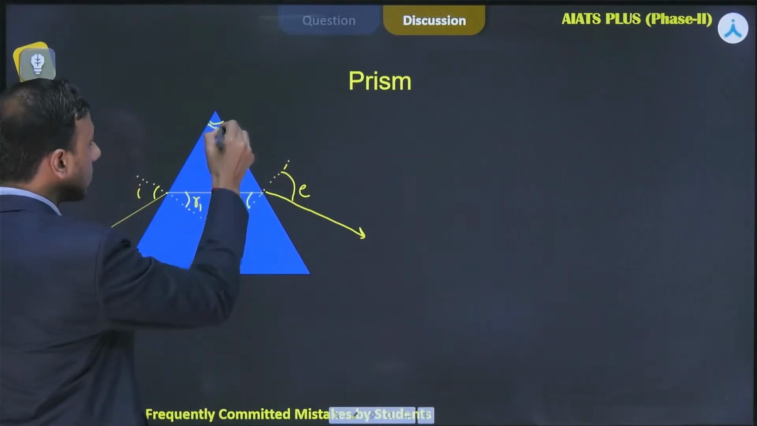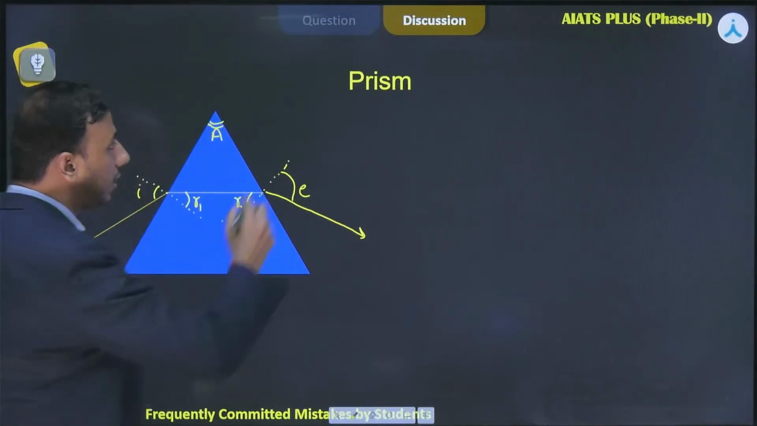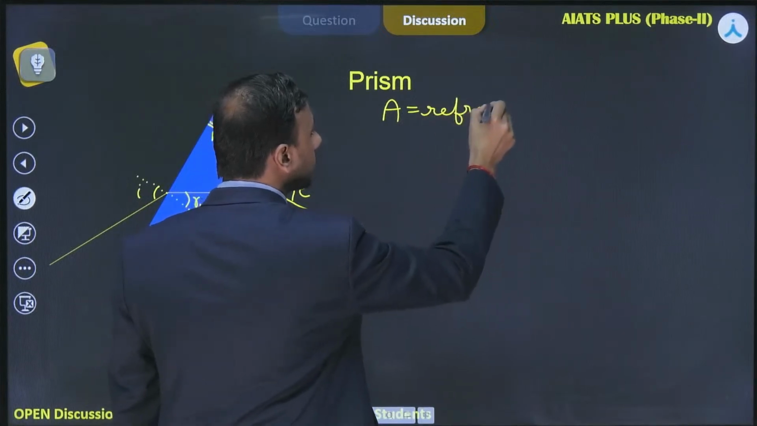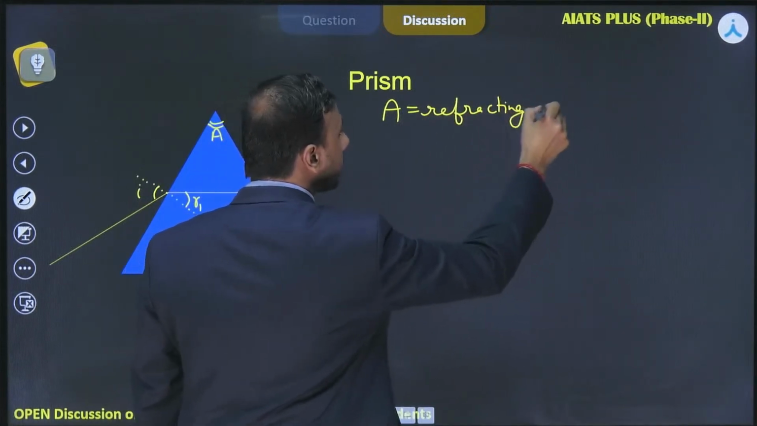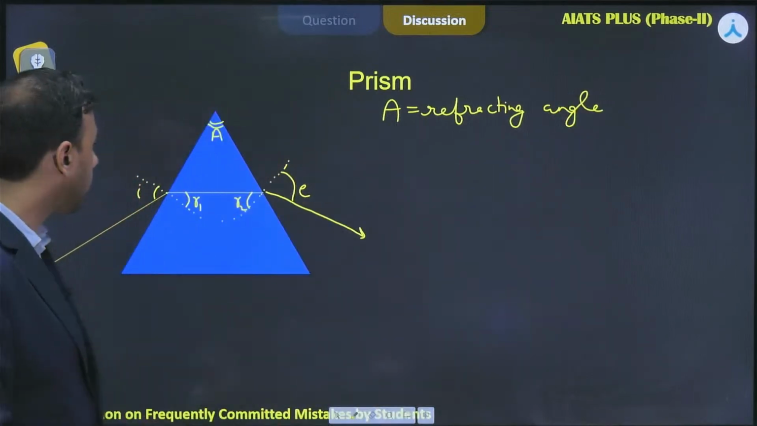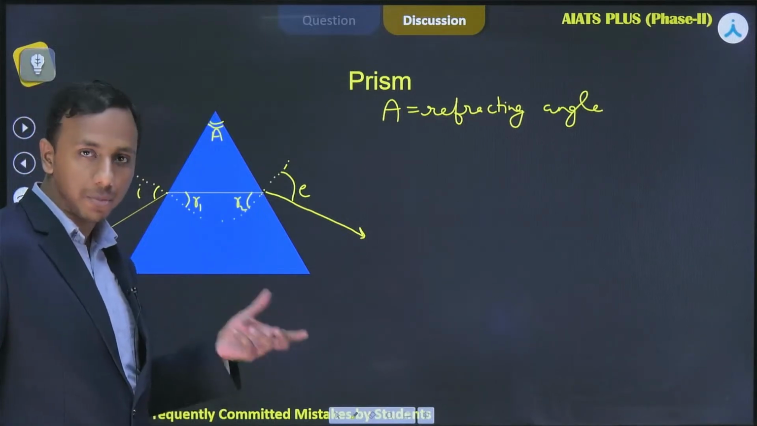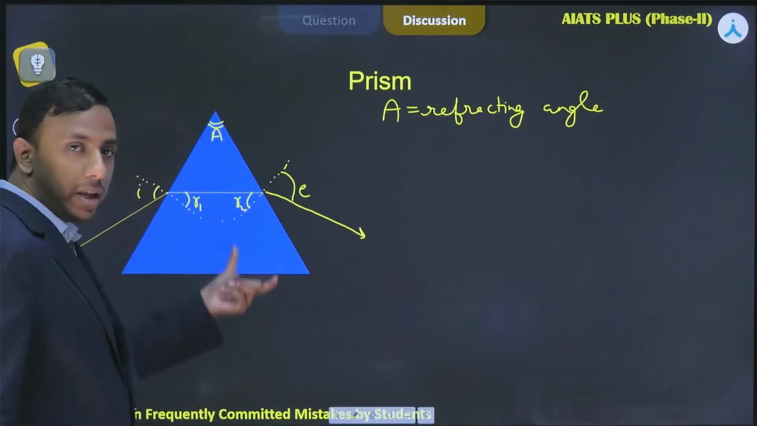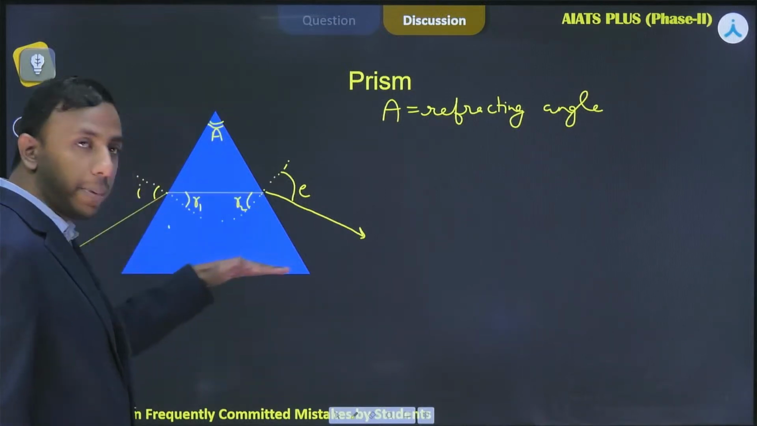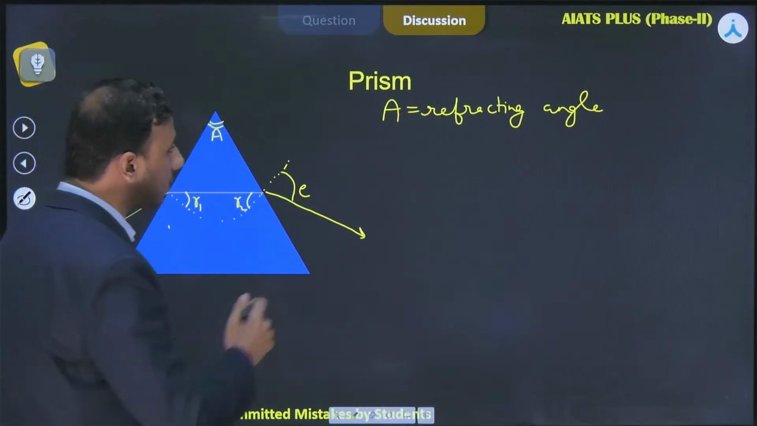And see here, what about this angle? This we call it as A, right? And A is your refracting angle, right? And also remember, as I said in the beginning, this is a general diagram, which means this won't be always the case, right? Wherein the refracted ray is always parallel to the base of the prism. That won't be the case always, right? So this is a general case, right?